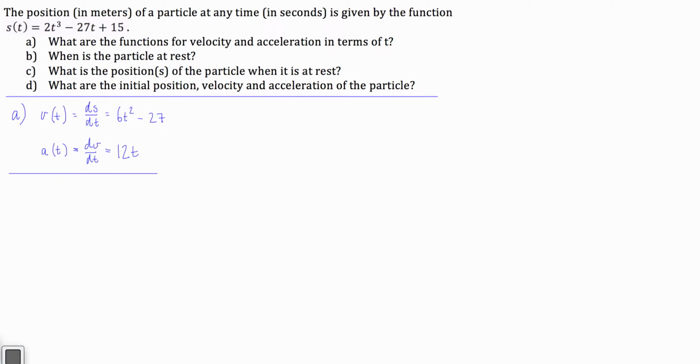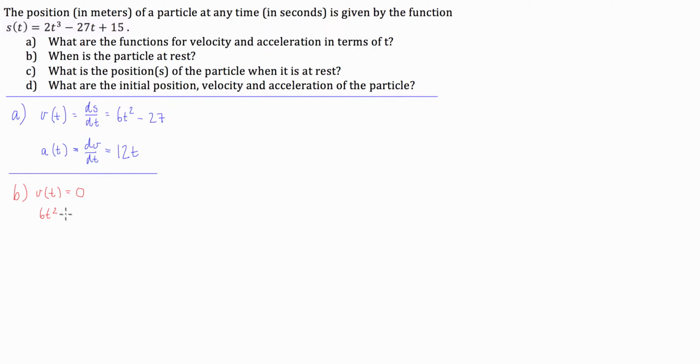So now we'll go on to the next section. B. When is the particle at rest? Okay, so the particle is at rest when its velocity is 0. It's not going anywhere. So what we have to find is the values of t for when v of t is equal to 0. So what we're going to do here is input our velocity in terms of time function that we've just figured out.